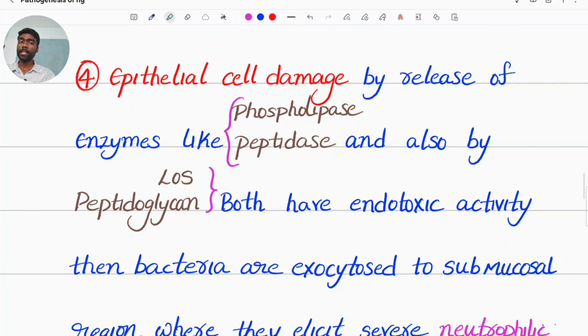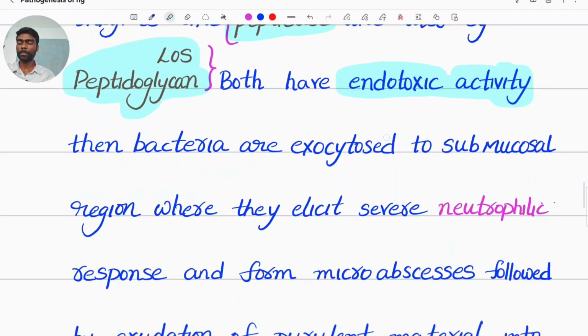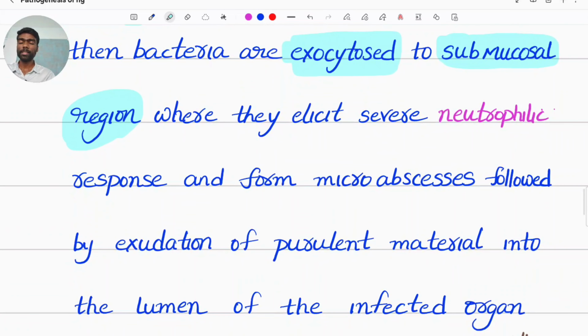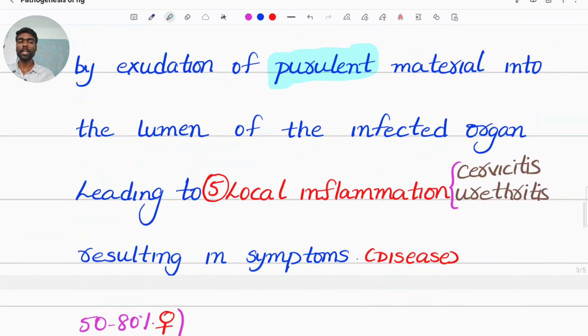Next, epithelial cell damage by release of enzymes like phospholipase and peptidase, and also by lipooligosaccharides and peptidoglycans. Both of these have endotoxic activity leading to epithelial cell damage. Then the bacteria are exocytosed. Already I told you invasion is by transcytosis into the submucosal region, where they elicit a severe neutrophilic response and form microabscesses, followed by exudation of purulent material into the lumen of the infected organ, leading to local inflammation.